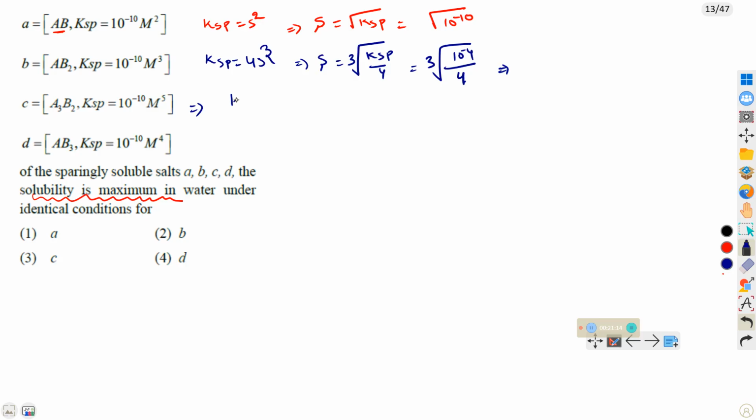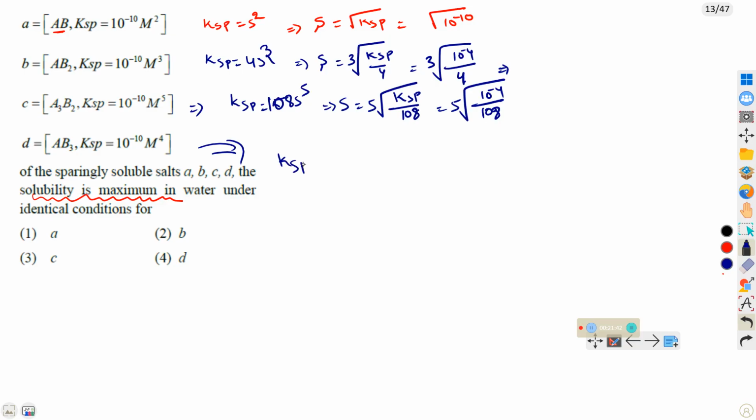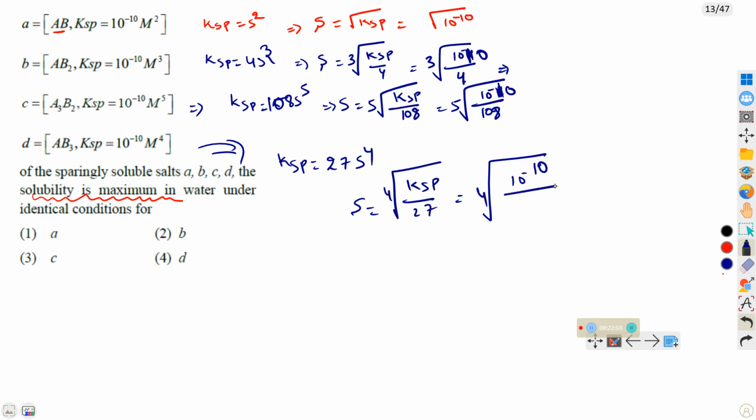Next one, A3B2, KSP is equal to 108 S power 5. Then S is equal to fifth root of KSP by 108, that is fifth root of 10 power minus 4 by 108. This is AB3 type of salt. KSP is equal to 27 S power 4. S is equal to fourth root of KSP by 27. So fourth root of 10 power minus 10 by how much?